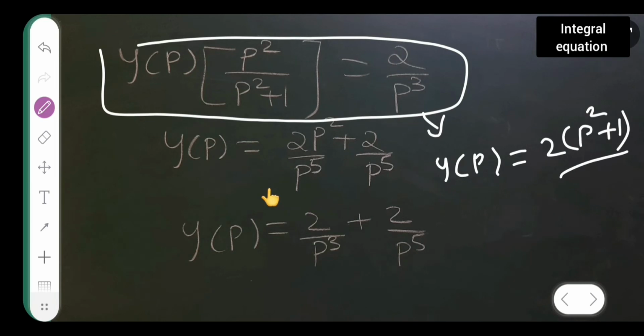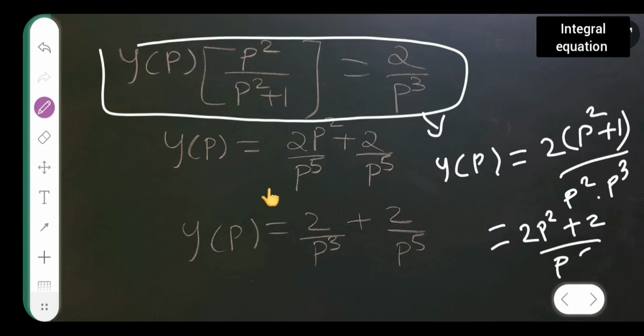So it is what? p^2 into p^3, right? So I have done it like this. 2p^2 I have to multiply, plus 2, and this thing is p raised to power of 5. Then what I have done is I have separated this part. Okay, y(p) is equal to what? (2p)^2 upon p^5, plus 2 upon p raised to power of 5. I have done it over here, okay?